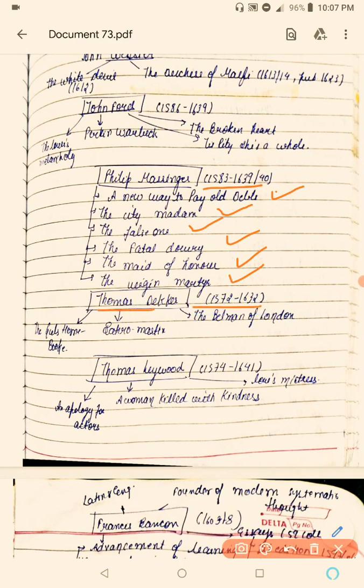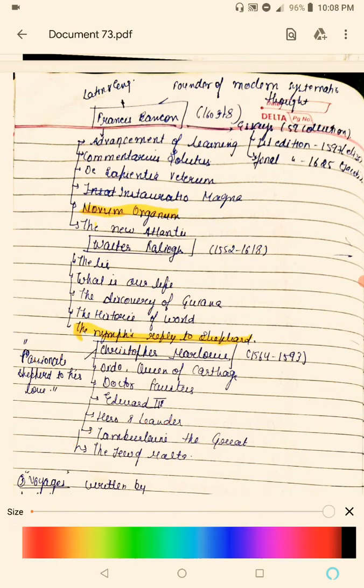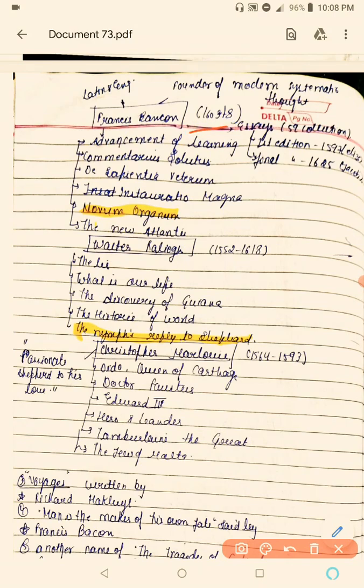Thomas Dekker, 1578 to 1632. His important works, The Gull's Hornbook, Satiromastix, The Bellman of London. And Thomas Heywood: An Apology for Actors, A Woman Killed with Kindness, and Love's Mistress. Then Francis Bacon, the founder of English essays, and he wrote many essays, 59 essays. His first edition of essays was published in 1597, and the final edition in 1625. His important works were Advancement of Learning, Cogitata et Visa, De Sapientia Veterum, Novum Organum, The New Atlantis.